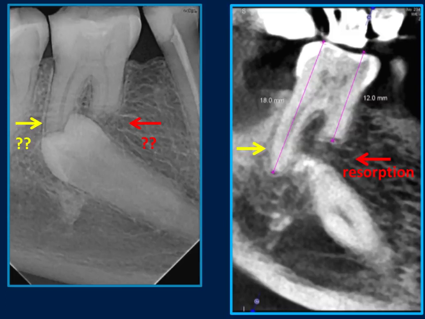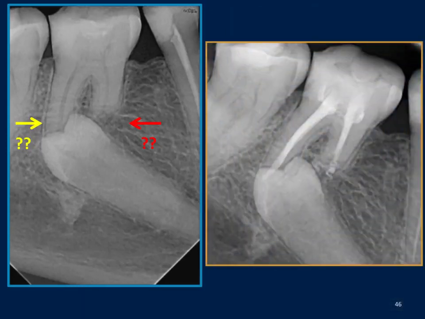The length of the distal root is 18 millimeter. The mesial root is 12 millimeter. So we will make regular treatment with the gutta-percha in the distal root, while in the mesial root I will place MTA or Biodentine. I will consider it as an open apex tooth.